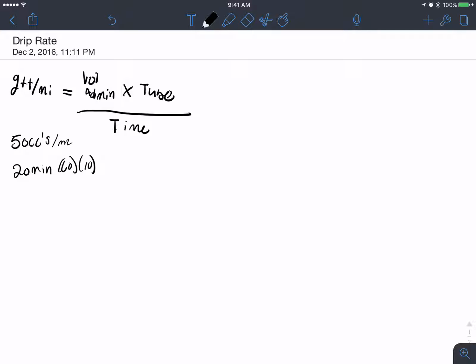So let's start plugging stuff in here. We know that we have 50 cc's to give. Let's make it a little easier and get rid of those cc's, times our first set of tubing, let's go with our 60, over, they actually give us a time here, 20 minutes. And remember, our time is always expressed in minutes as far as figuring out these equations. So let's start doing some math here, and that's going to equal, of course, our drops.